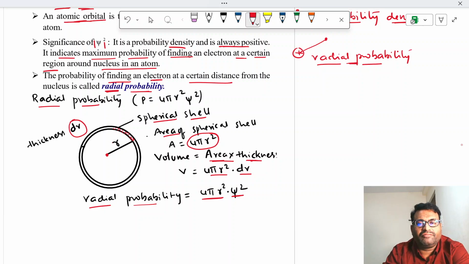So in the next session we will be discussing graphs, how the graphs are obtained when you plot the graph between radial probability and the distance from the nucleus, and when you plot a graph between psi and distance from the nucleus, psi square and distance from the nucleus. So we shall meet in the next session with the radial probability distribution curves.